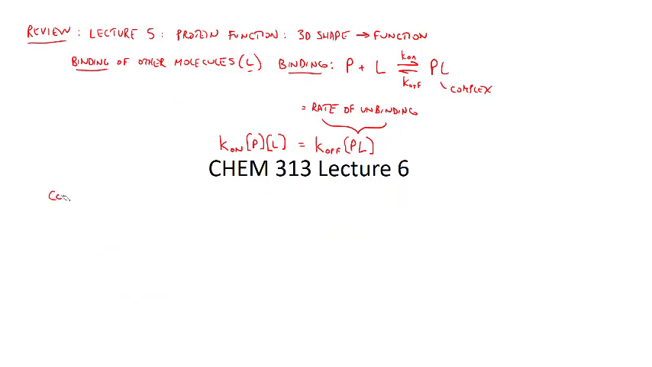We also talked about this class of proteins that exhibit what's called cooperative binding. And cooperative binding is what exists when you have at least the following situations. You have multiple binding sites on each protein.